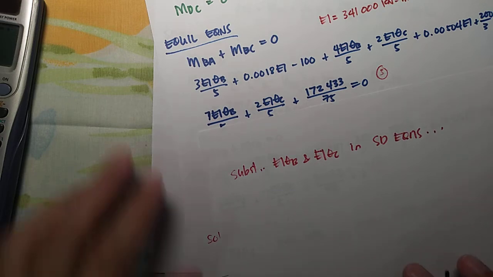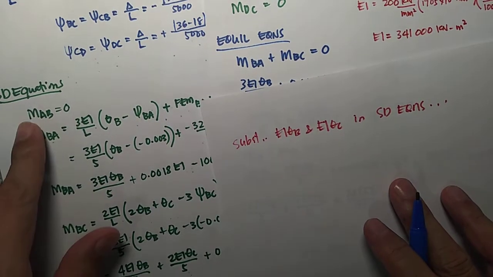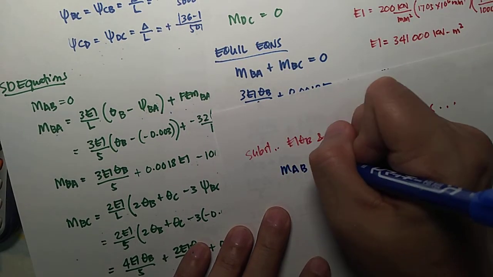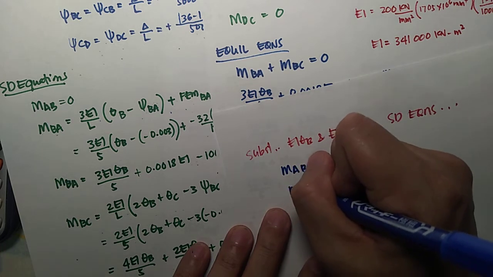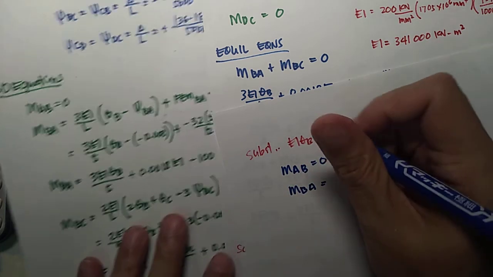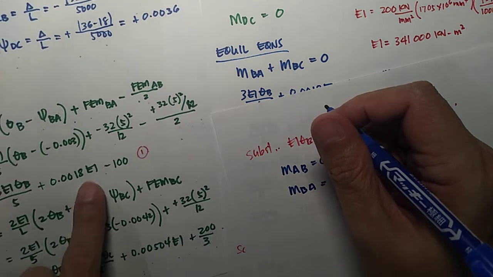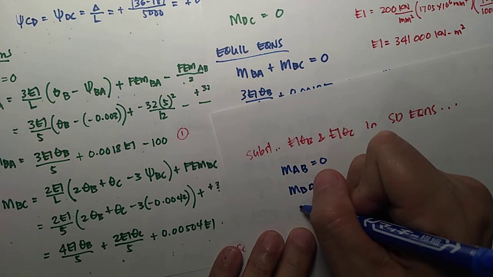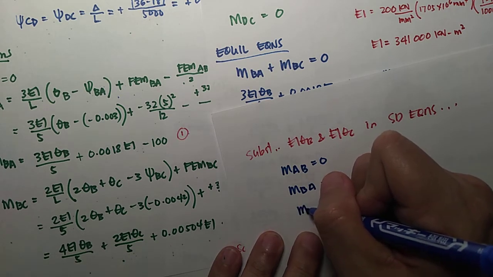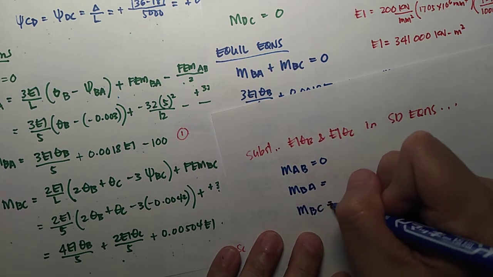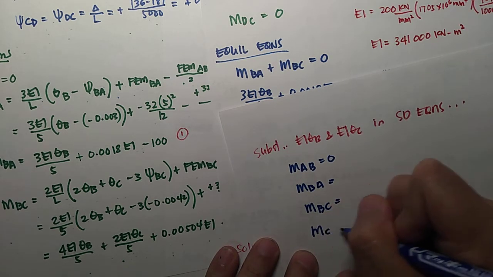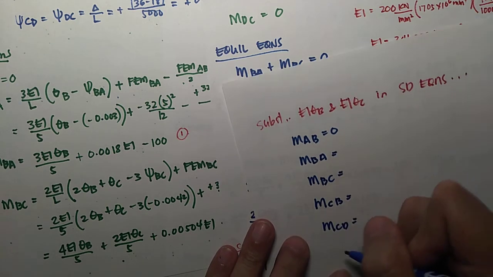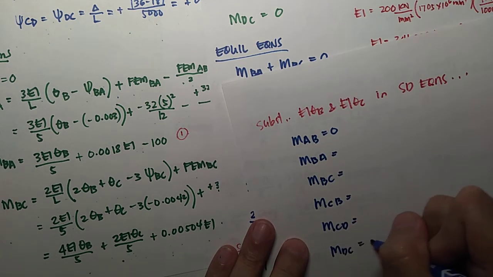Diba? So, let's say, ano yung mga slope deflection equation natin? So, of course, yung MAB natin 0 na siya. So, yung MBA, makukuha na natin yan in terms of EI theta B and EI are given naman. Tapos, ganun din yung sa MBC, MCB, MCD, and MDC, of course, is equal to 0.